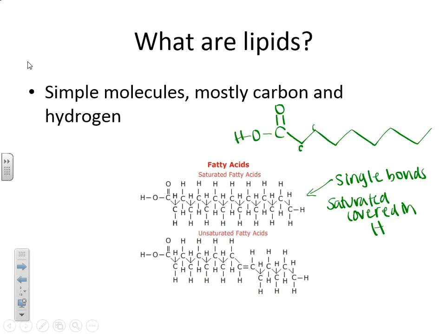Whereas in our unsaturated fatty acids, we do have double bonds. It may just be one double bond like this one here. It could be 2, it could be 3. But as long as it has any double bonds, it's going to be unsaturated. So we have less hydrogen in this molecule because the carbon is double bonded to another carbon. So that's how you can remember: saturated, covered in hydrogen; unsaturated will not have as many hydrogen. Or you can simply remember that saturated fatty acids contain all single bonds, and unsaturated do have double bonds.